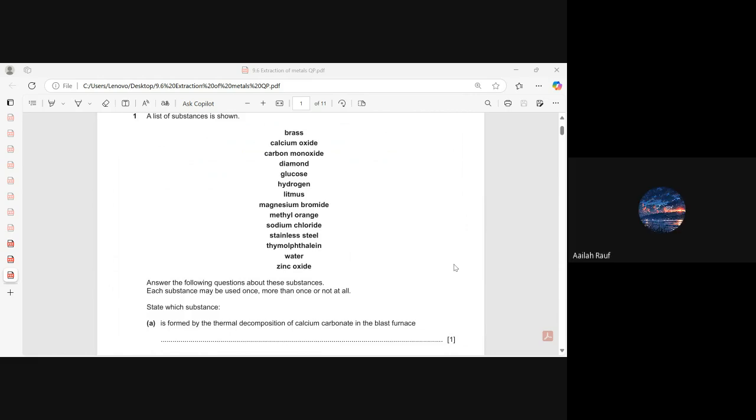Yes, Miss. Please write your answers in the chat box, so I may know responses from everyone else. And let's start with the first question. The first one says you have a list of substances which are given. We've completed metals, right? So we are doing some questions related to it. It says: state which substance is formed by the thermal decomposition of calcium carbonate in the blast furnace. Write your answers in the chat box.